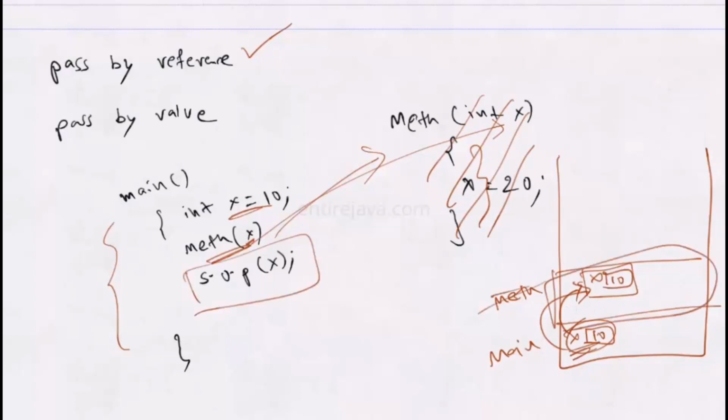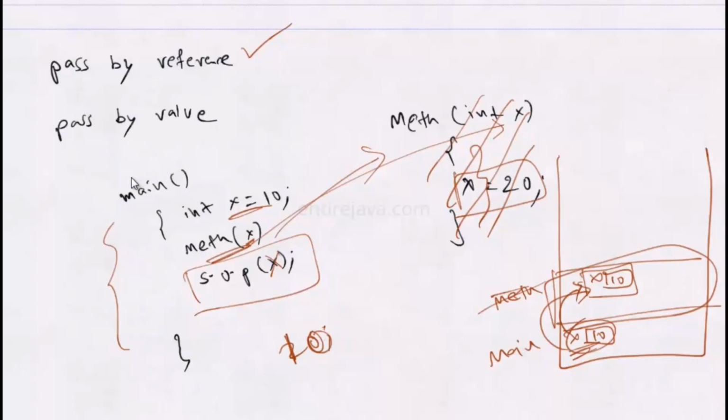If we are using pass by reference, then the value of x would be 20. That's because we are updating the value here. But since Java is pass by value, the value of x would still remain as 10, not 20. Now we understood what is pass by value and pass by reference.